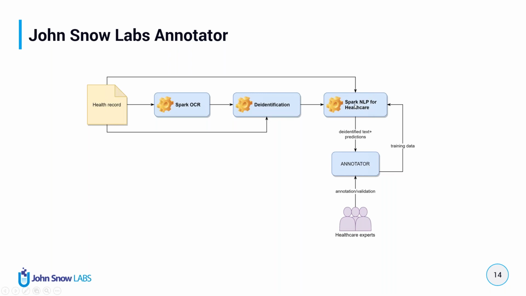where we use the pre-trained models in order to add the predictions. So we have the de-identified text plus the predictions. They are imported into the annotator, and here the healthcare experts will annotate or validate the annotations. Then the data will be exported from the annotator to Spark NLP for Healthcare as new up-to-date training data, which will be used for model training, and the circle ends. So we will have multiple iterations here, and at the end we will obtain a good model.